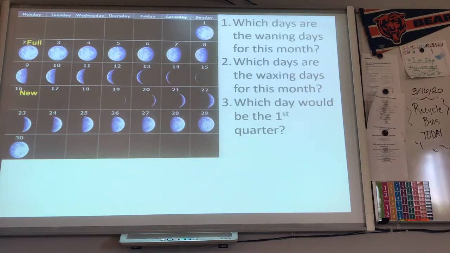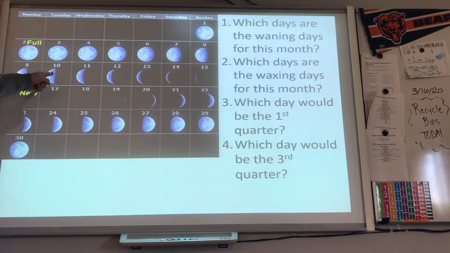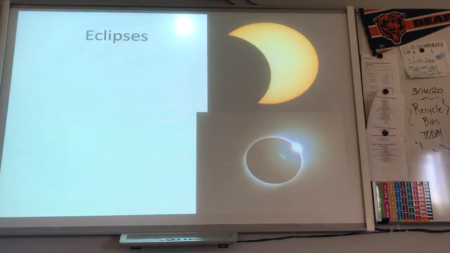Which day would be the first quarter? First quarter is when we're waxing and getting bigger. 24th. We see half that moon. Which day would be the third quarter? We're looking for half the moon, but when it's getting smaller, the 10th. Full moon to the new moon, halfway, it's getting smaller.